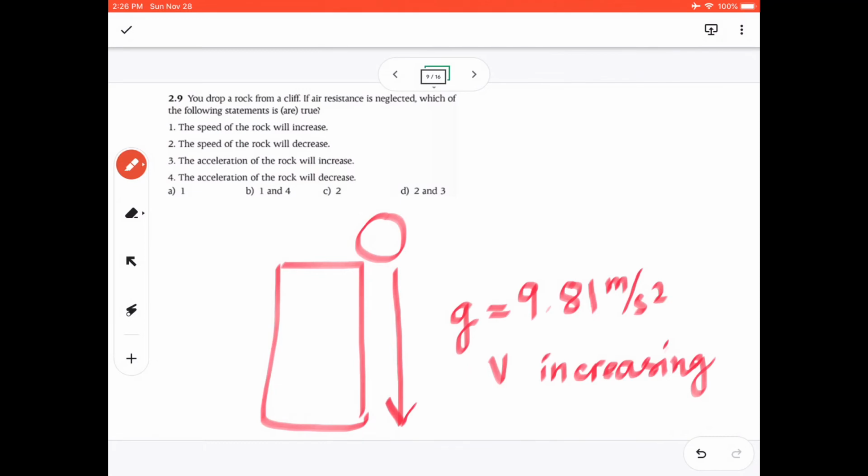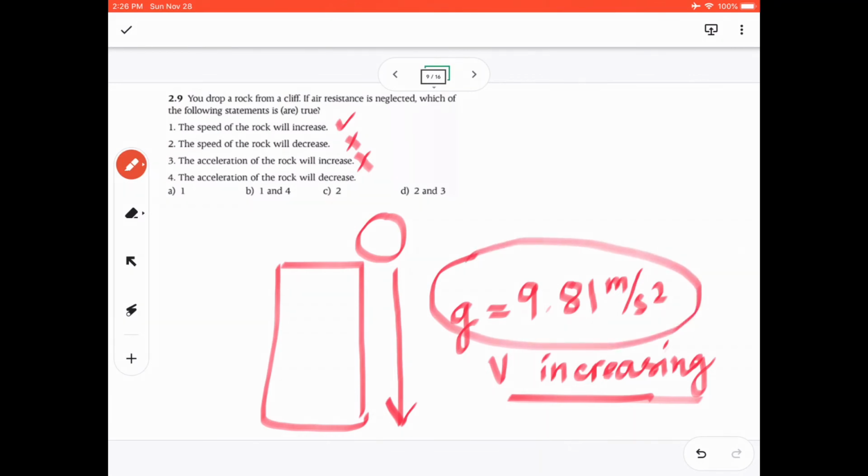So let's look at the statements. Statement 1, the speed of the rock will increase. Yes, as we have said over here. The speed of the rock will decrease. Nope, because it's increasing. The acceleration of the rock will increase. This is wrong, because g is constant, the acceleration is constant. The acceleration of the rock will decrease. Of course not, because we just said it is constant. So the answer is the first statement only.